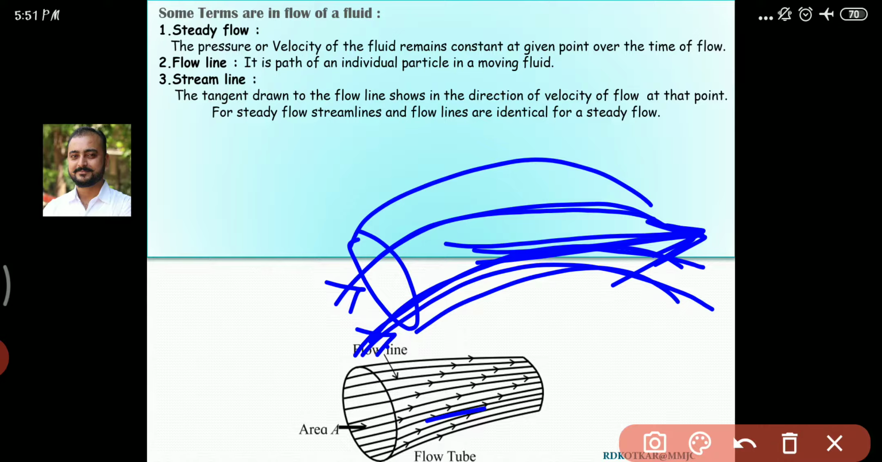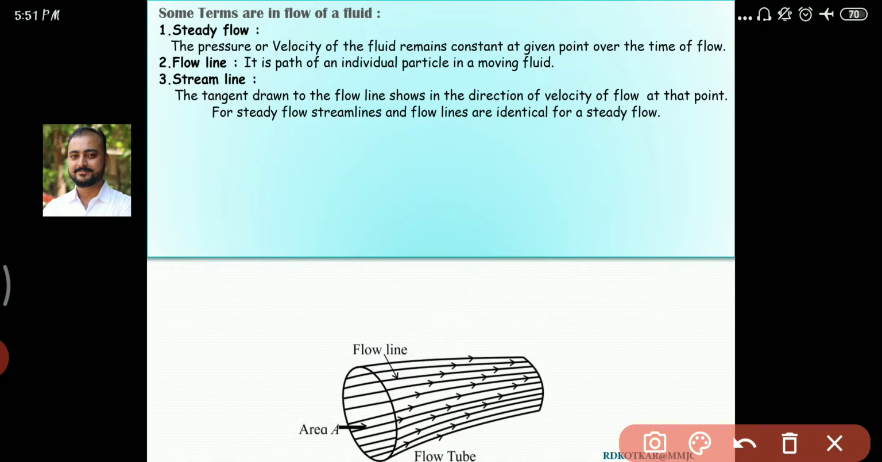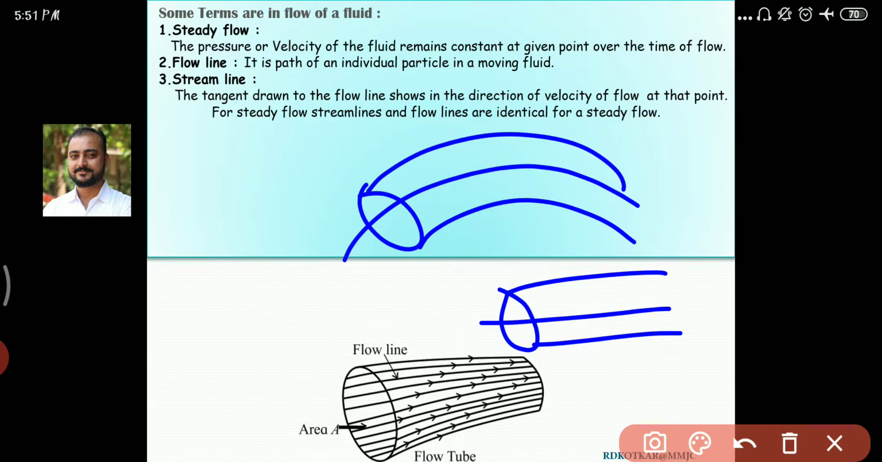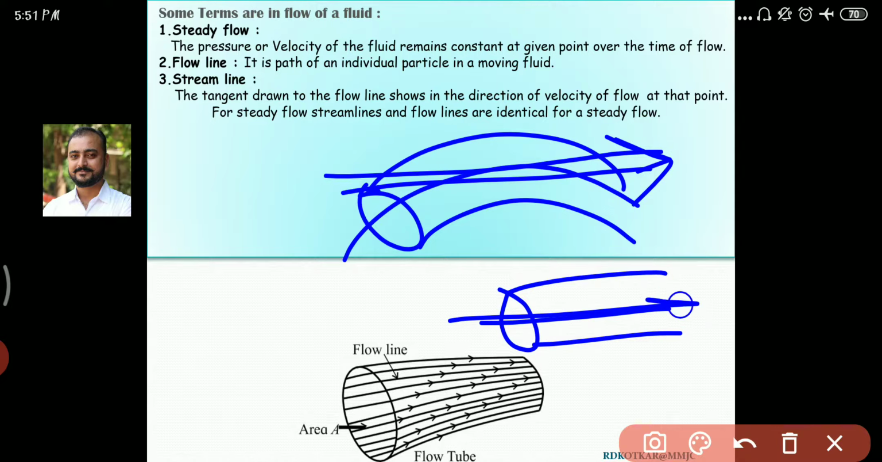Means if the flow is steady, then for that flow, streamlines and flow lines are identical. Suppose this is your steady flow, where the lines are straight. So this is the flow line, and the tangent drawn to this flow line in the direction of velocity is the same, both are the same, in the case of steady flow.